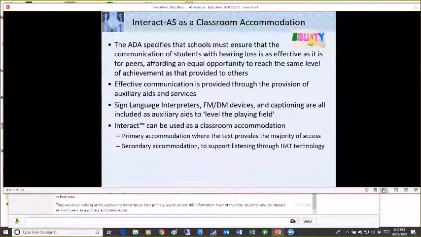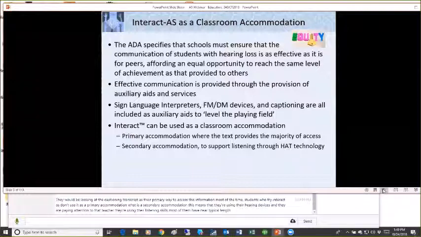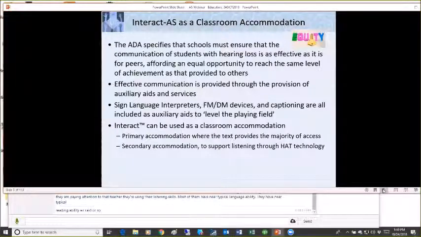Most of the time, students who try Interact AS don't use it as a primary accommodation. They use it as a secondary accommodation. This means that they're using their hearing devices and they are paying attention to that teacher. They're using their listening skills. Most of them have near typical language ability. They have near typical reading ability, or within a grade or so.